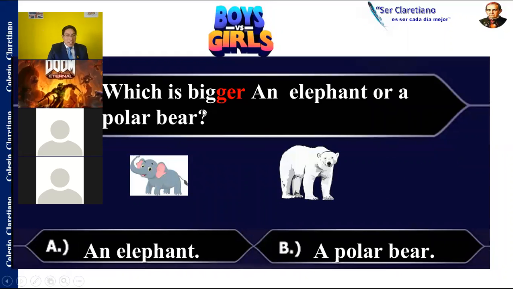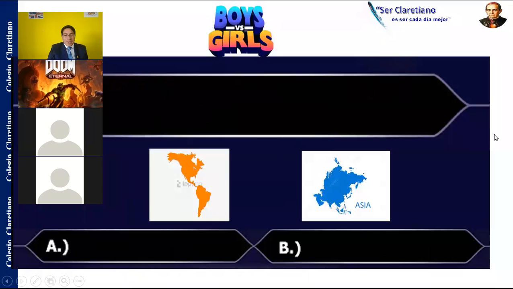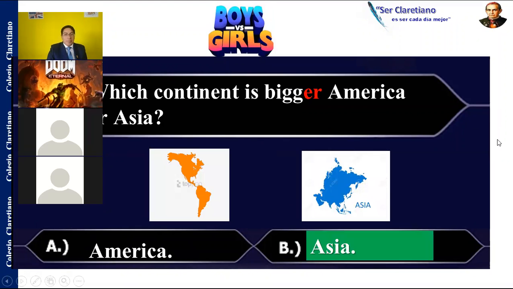Okay. Bigger is the comparative of big. Remember, no? Fabiana, which is bigger, an elephant or a polar bear? The bigger is the elephant. Thank you. The elephant is bigger than a polar bear. You see this? Okay. Comparative. Bigger, remember?